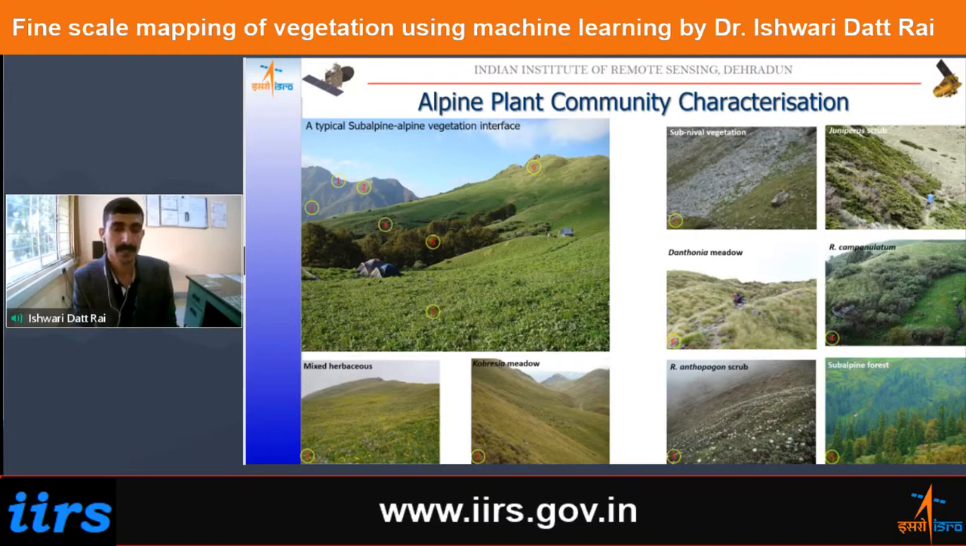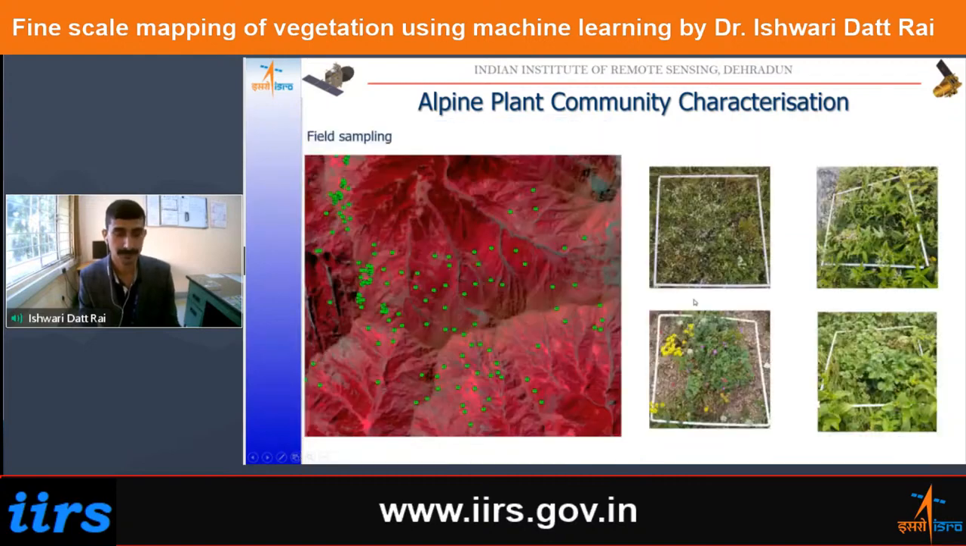the mapping and characterization of this vegetation is very critical and crucial, because they are biodiversity hotspots, and a lot of bioresources like medicinal and aromatic plants are used from these high altitude landscapes. So one case study was conducted in this landscape.